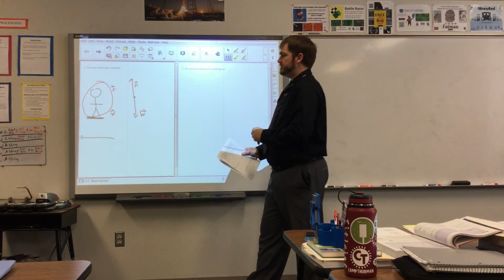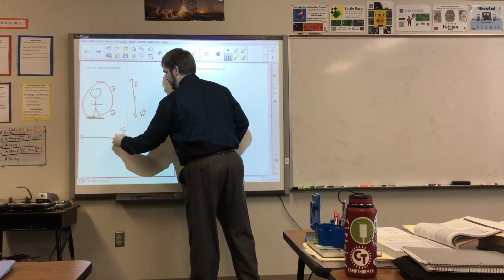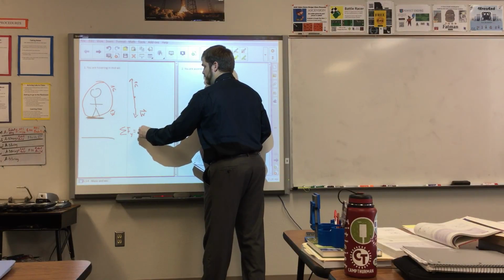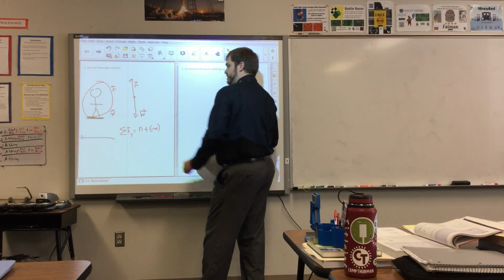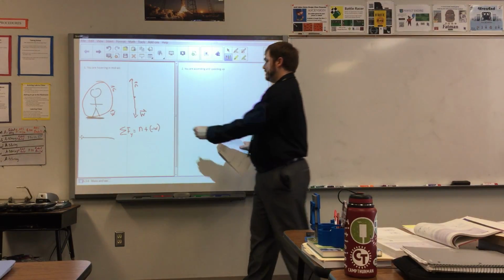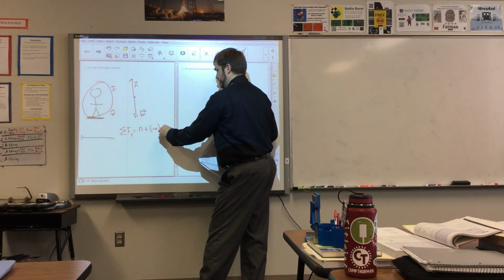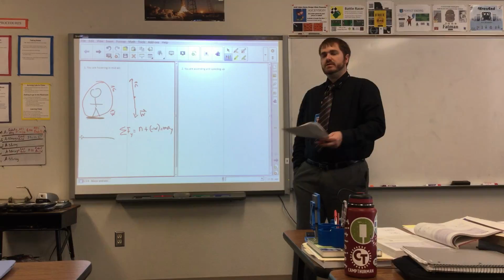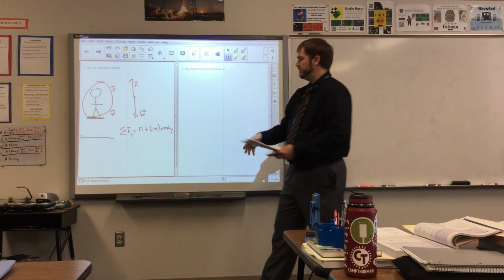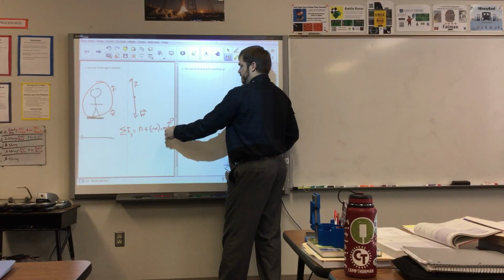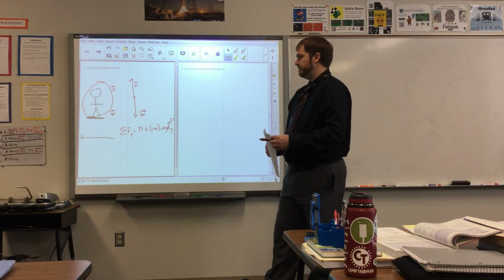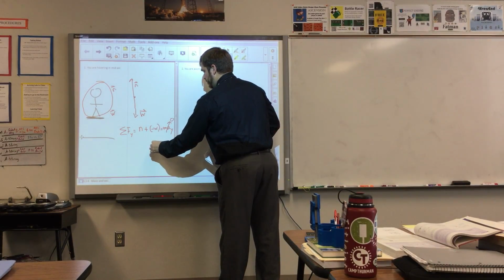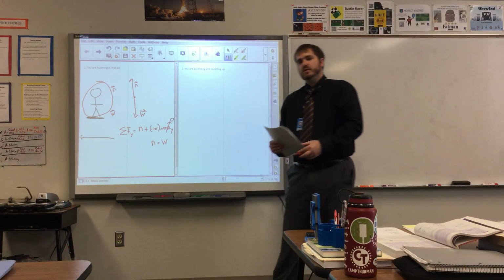Normal matches weight. If we write Newton's second law, we would say the summation of forces in the y direction is the normal plus, we'll put a negative W since it's in the negative direction, equals the mass times acceleration in the y direction. Is there any acceleration up or down? No. So that whole term goes to 0. The acceleration is 0. Mass times 0 is still 0. They want us to solve for the normal. So this goes to the other side. So normal equals weight.